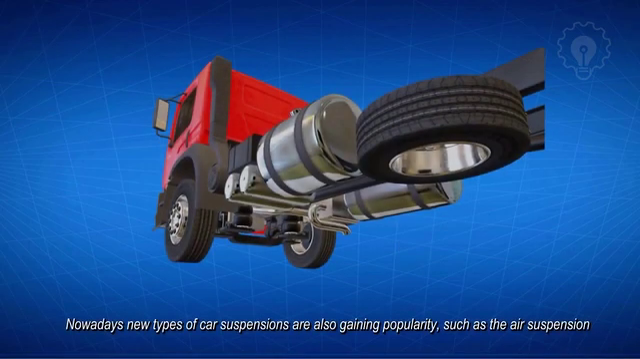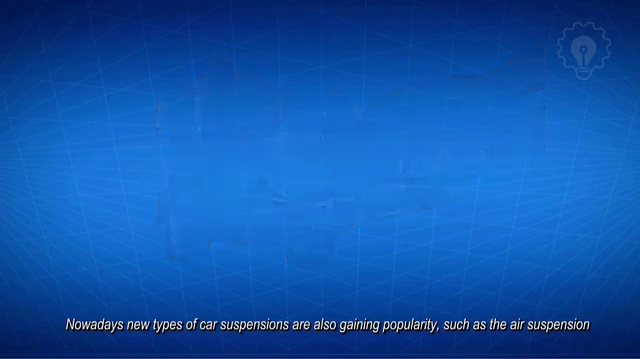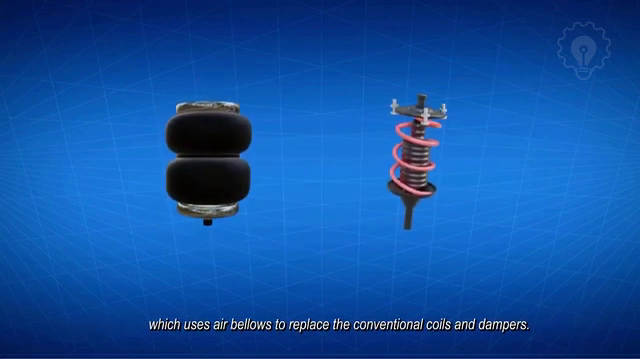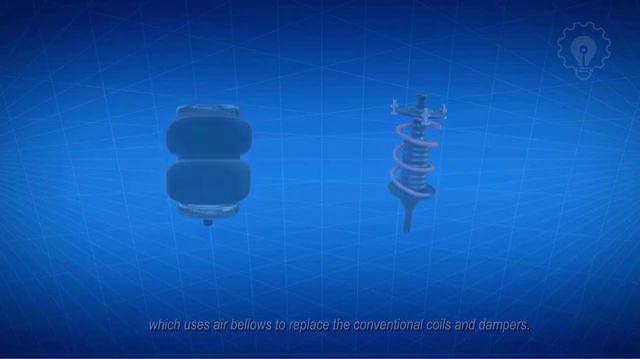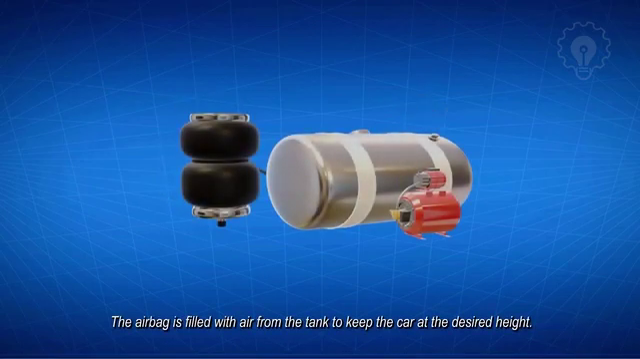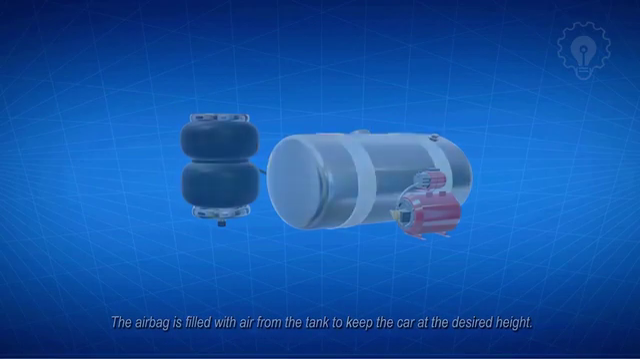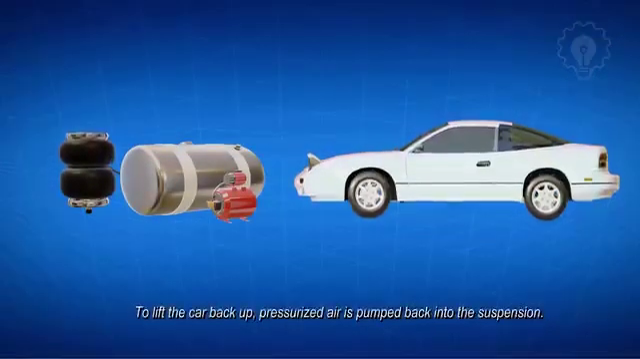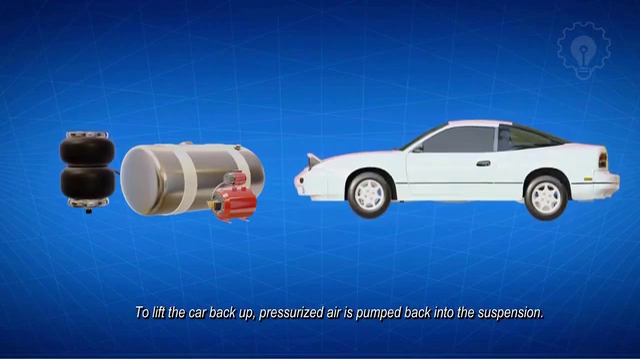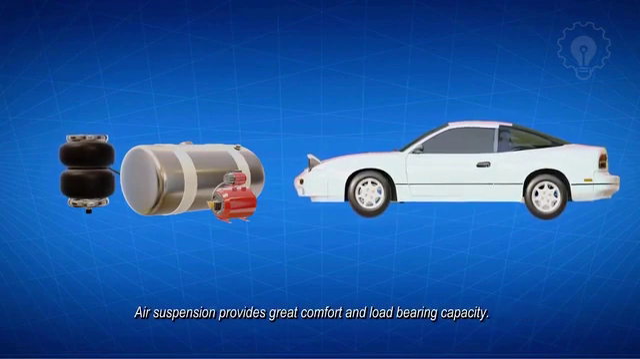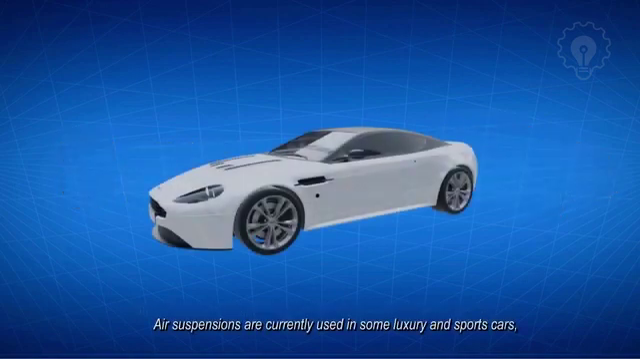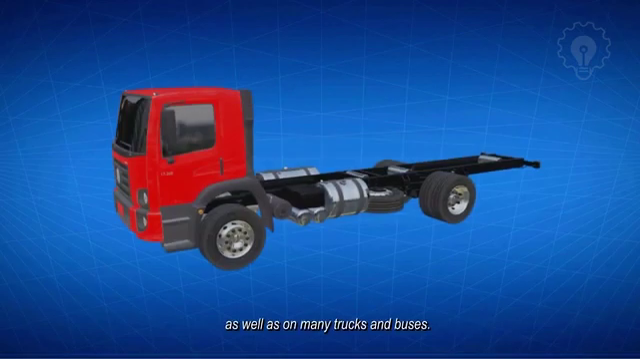Nowadays, new types of car suspensions are also gaining popularity, such as the air suspension, which uses air bellows to replace the conventional coils and dampers. The airbag is filled with air from the tank to keep the car at the desired height. To lower the car, air is released from the airbags. To lift the car back up, pressurized air is pumped back into the suspension. Air suspensions provide great comfort and load-bearing capacity. Air suspensions are currently used in some luxury and sports cars, as well as on many trucks and buses.